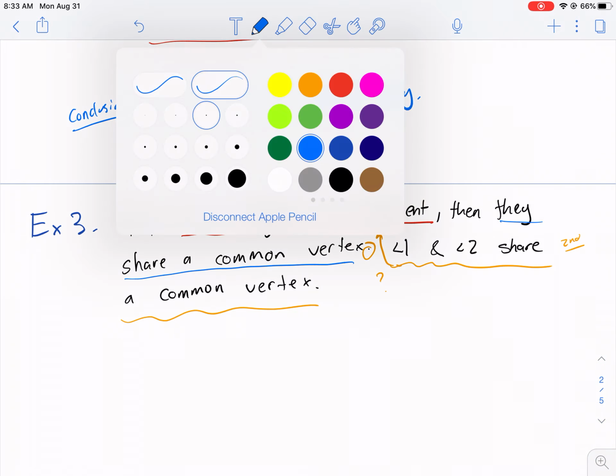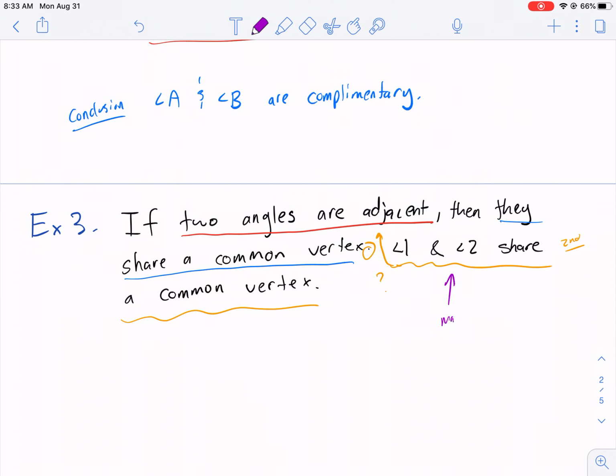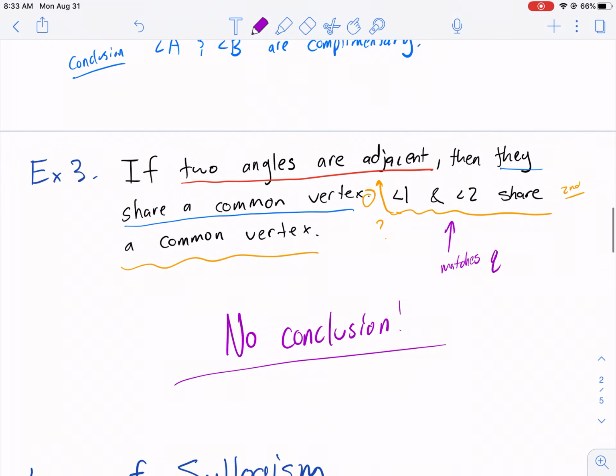So this, let me use purple. This matches the conclusion, therefore, we can make no conclusion about this. And the reason, whoops, not question mark, exclamation point, no conclusion. And the reason why we can't make a conclusion is because there's a different way that we could orient this. Let me show you. So the first thing is saying if two angles are adjacent, then they share a common vertex. Okay, so let's draw what's going on here.